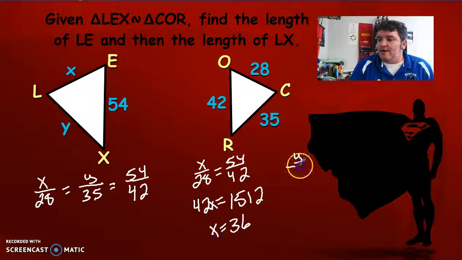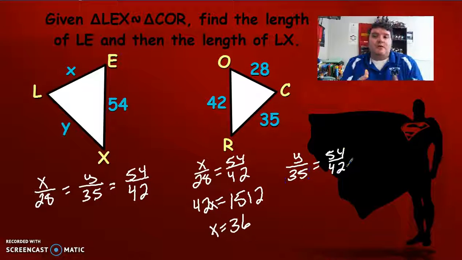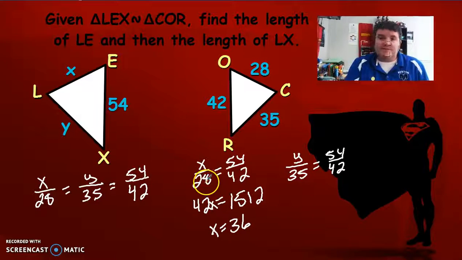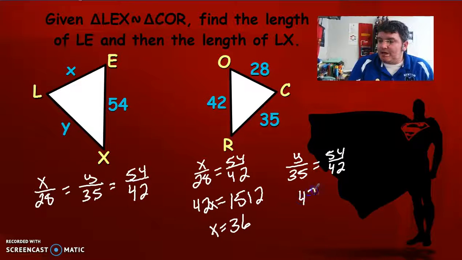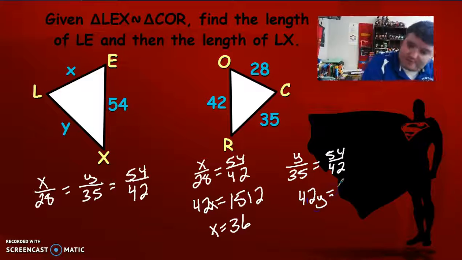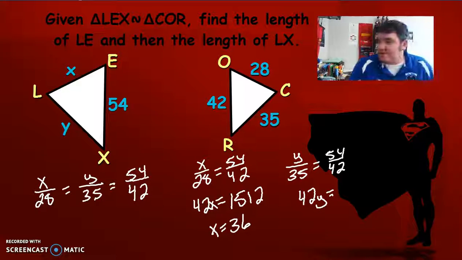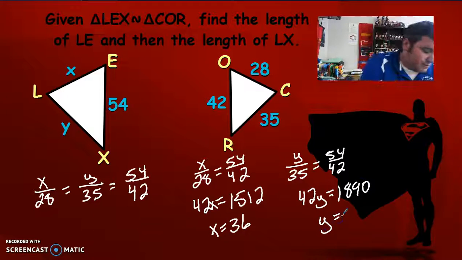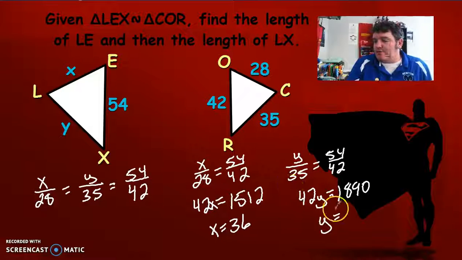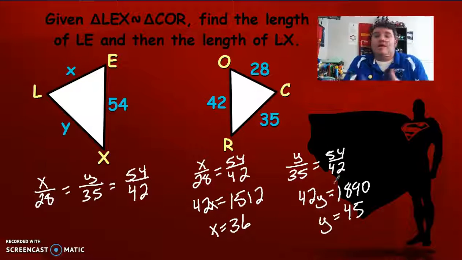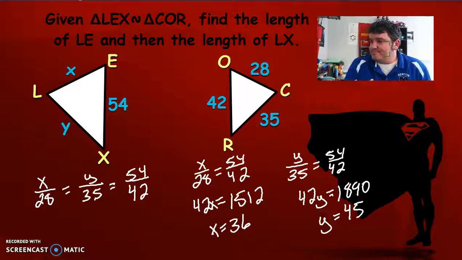I can do it again with y. Y over 35 is equal to 54 over 42. Now, note, since I now know that this is 36 over 28, I could do the same thing. I could make this equal to 36 over 28. It's going to give me the same answer. Cross multiply, and I get 42y equals 35 times 54, which gives me 1890. Divide by 42, and I find out that y equals 45. And so everything is proportionate. These triangles are similar, and those were the values that made it so.